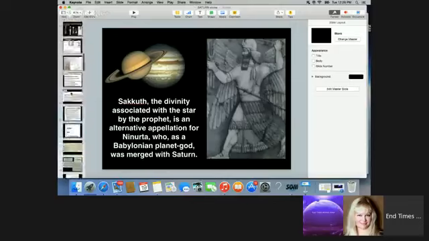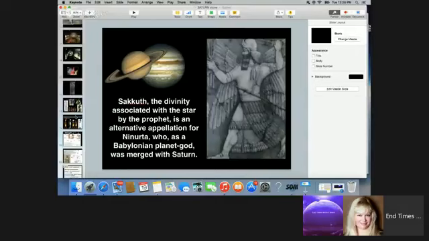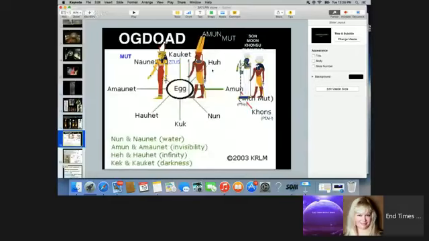because we talked about up here where the Ogdoad, this is after the flood. This is dated after the flood.